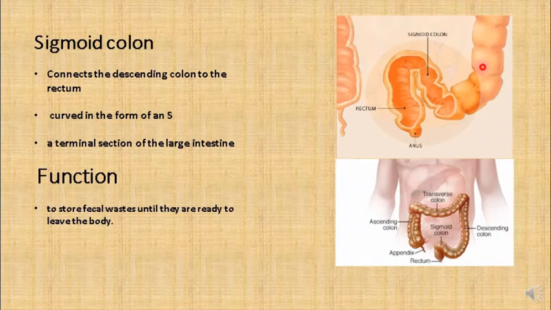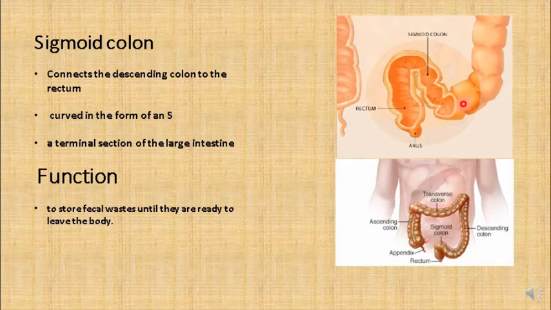Sigmoid colon. What is the sigmoid colon? It is the terminal part of the large intestine. This is the large intestine, and you can see the terminal part, that is the last part. It is attached to the descending colon. It is curved, it is in an S shape. You can see this, it is in an S shape, and the word itself is derived from the sigma.